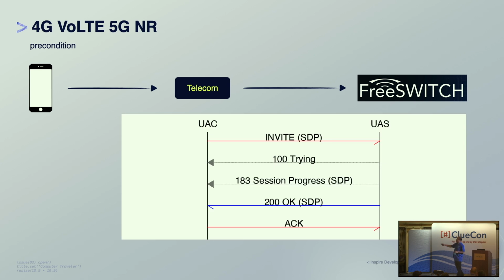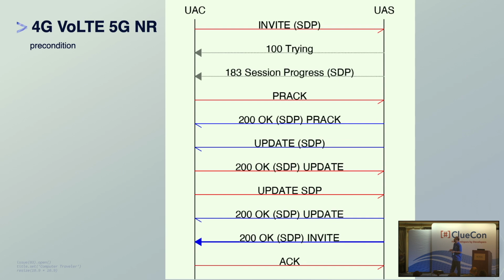So this is the basic SIP message. Everyone is already familiar that you can send an INVITE with SDP, get 200 OK and ACK, right? But in the 5G network, you have to do something like this. You have to do PRACK. You have to UPDATE, and the UAC will update for video, and the UAS will update too. So it's very complicated. But basically, it's SIP.